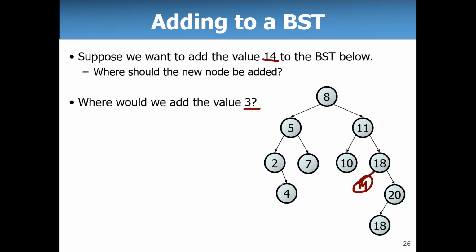Where will 3 be added? Add 3 to this tree. 3 is less than 8. 3 is less than 5. 3 is greater than 2. 3 is less than 4. Where will 7 be added?